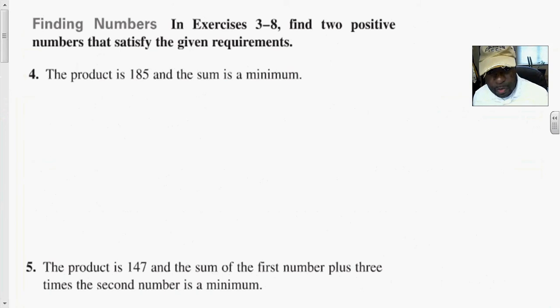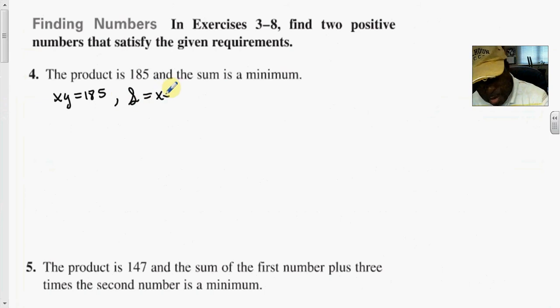Since the product is 185 and the sum is a minimum, let x and y be the two numbers. So x times y is 185. And then it says the sum is what we want to minimize, so the sum would be x plus y. Now notice from this first part that we can pull out that y is equal to 185 divided by x.